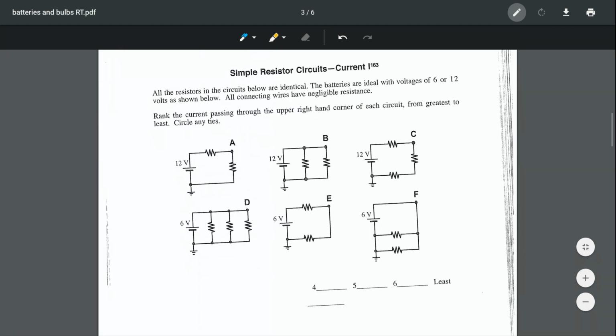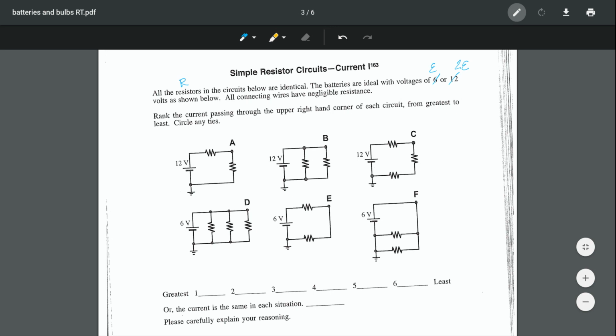Moving on. All the resistors shown below are identical, so again, let's call those R. For notation simplicity, batteries are ideal with voltages of 6 or 12 volts. So what I'm going to do with those, as you might imagine, is call those E and 2E. It's okay to stick with the numeric values here, but the more you practice the type of practice that is more like how you're going to be evaluated on the exam, the easier that's going to be for your brain at that time.